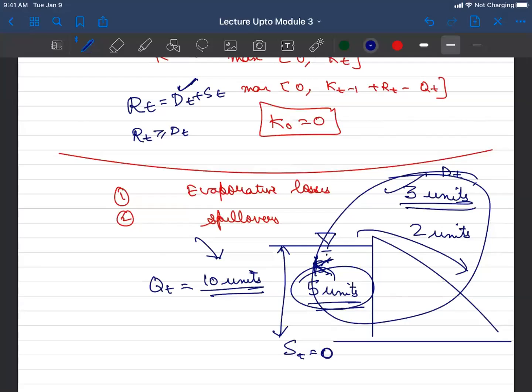Your spillover, so this is spill, sp, I will not confuse it with storage. Your spillover cannot be negative, right? So that is for sure, this makes sense.